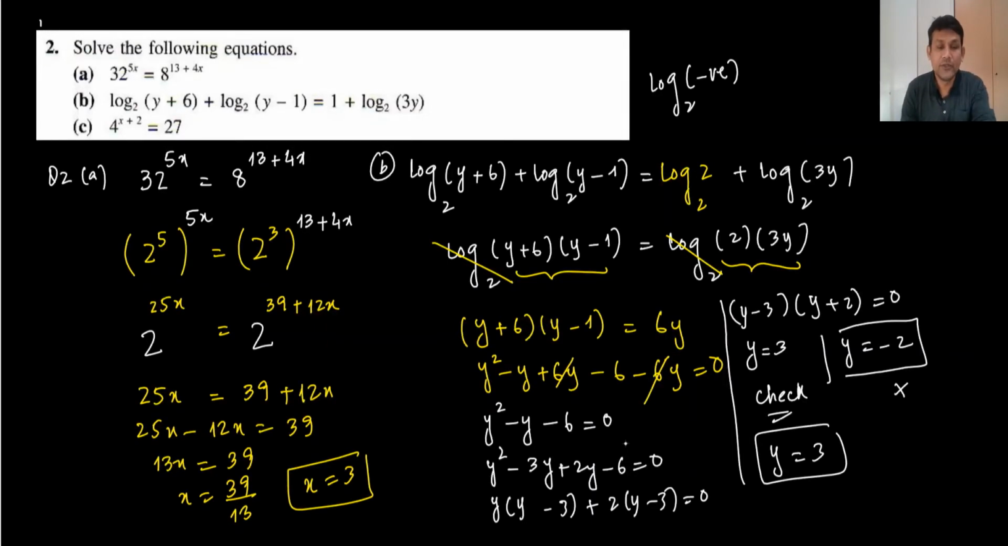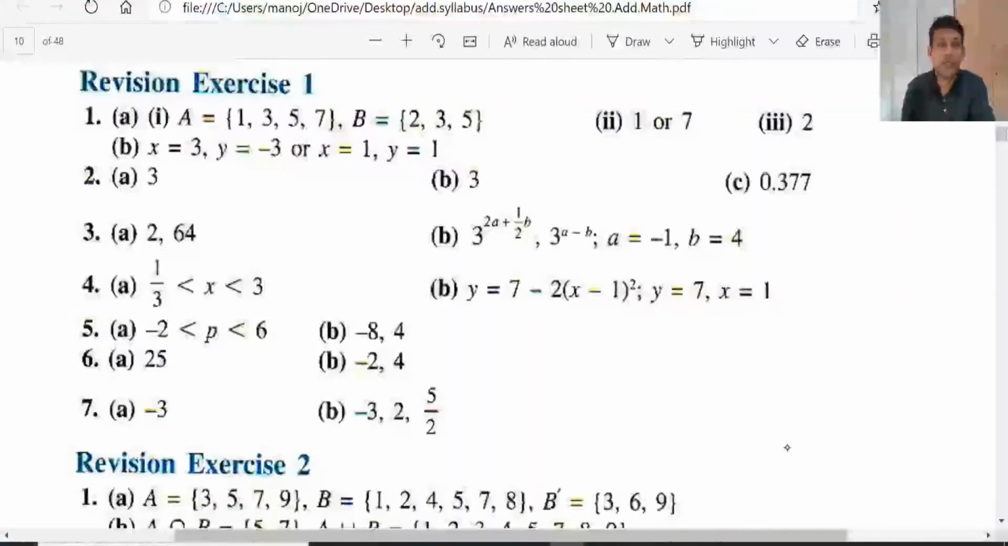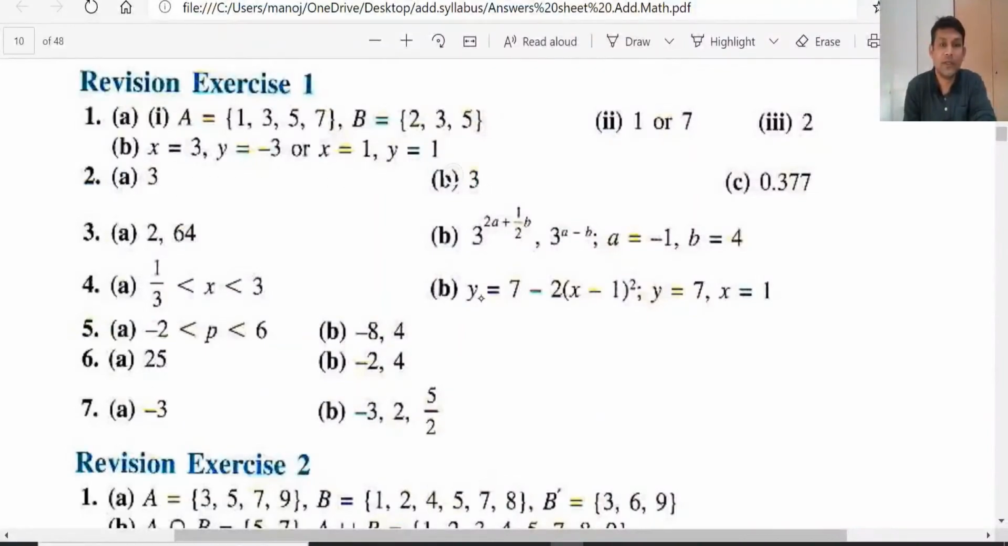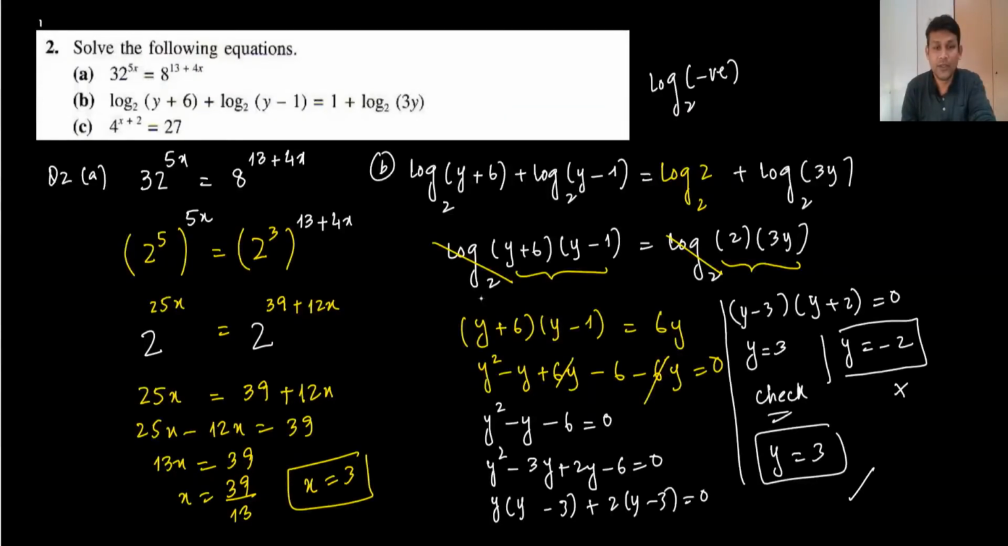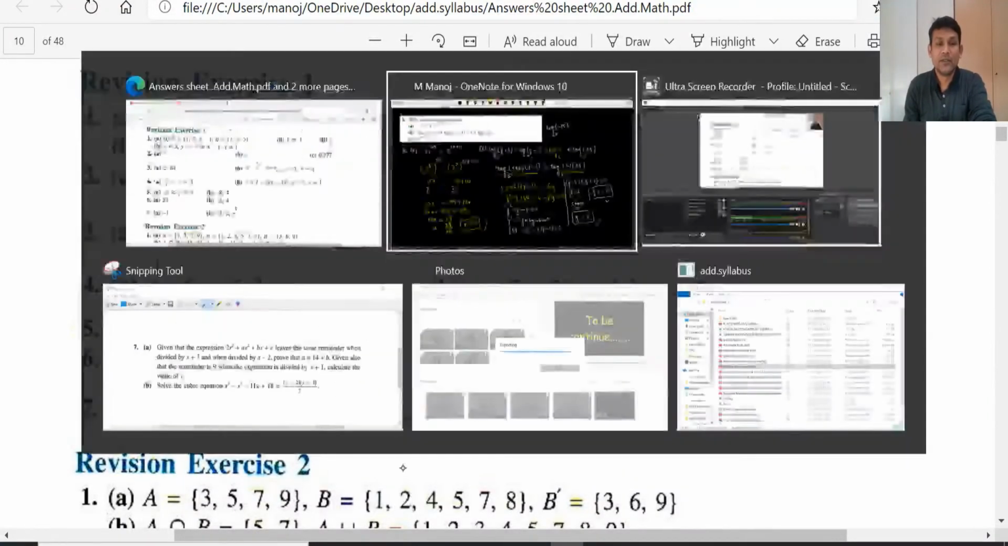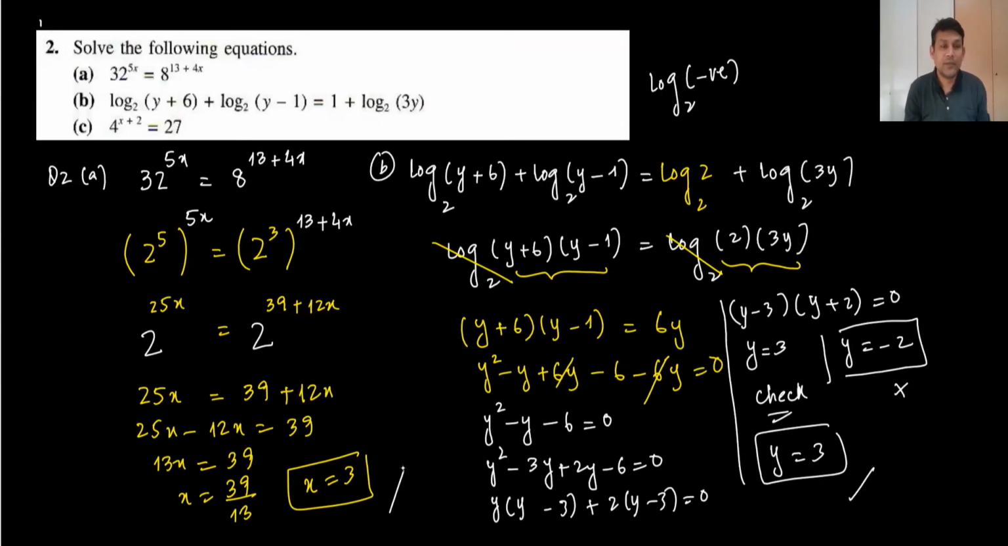And I think I should check the answer of question number 2. Question number 2, the A is 3 and the B is coming also 3. Okay, 3 and 3, and we have done it. So yes, we have done it. Next is the C part.